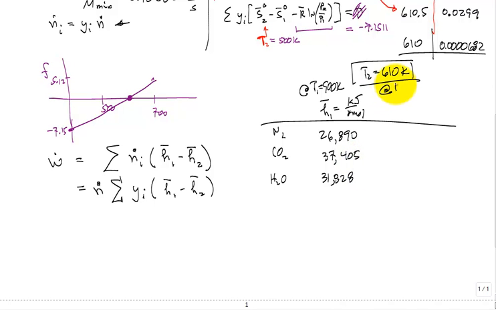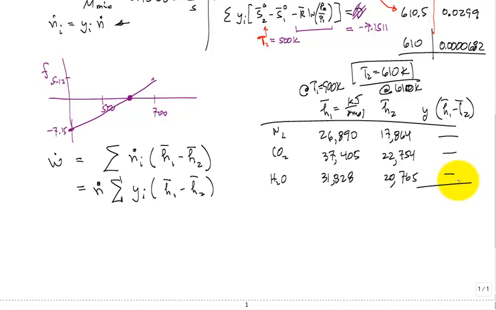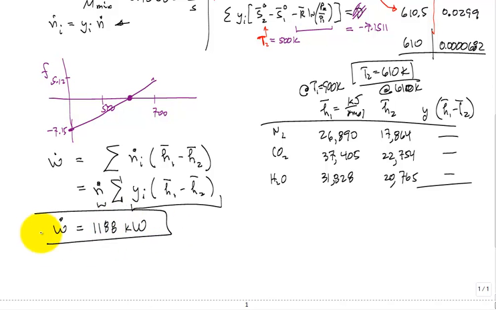And then at 610 Kelvin, we find H bar 2, same units. So this will be 17,864. This will be 22,754 and 20,765. So what you would do is maybe just put H bar 1 minus H bar 2, then multiply by y for each of these, get three values, do the sum. Then you take that multiplied by the molar flow rate, and W dot comes in at a final 1188 kilowatts.